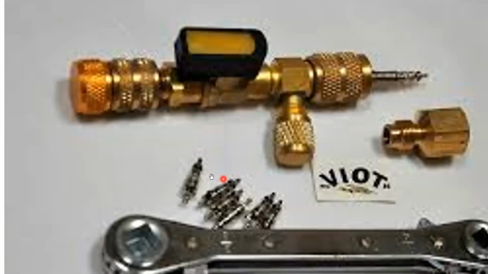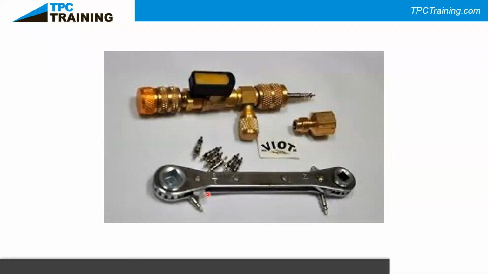And you'll see the stems here. We pull that stem out and pull it back, and then we can lock it off. And then we also have access right here into our system without having to remove all the refrigerant to replace that Schrader. Here's a picture of a Schrader tool or service valve wrench.